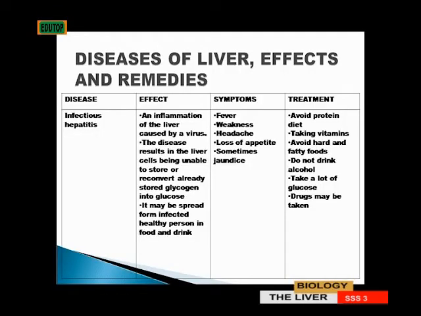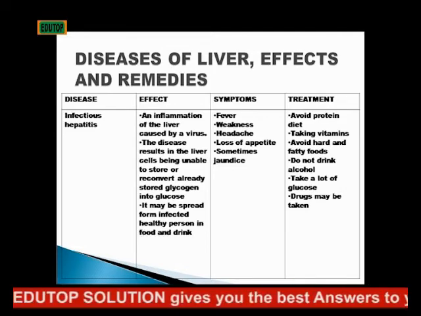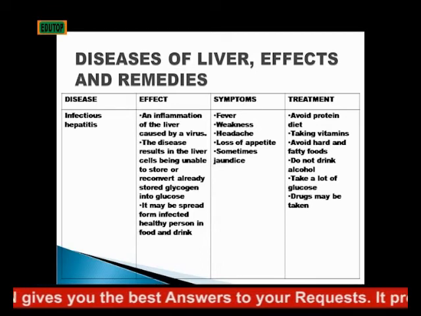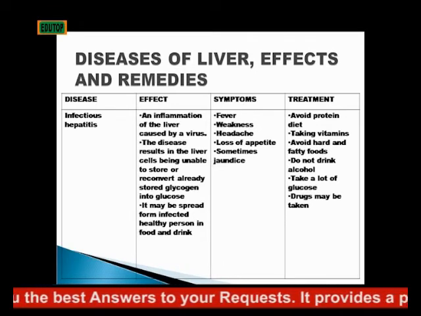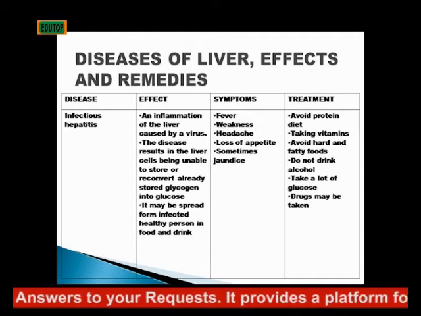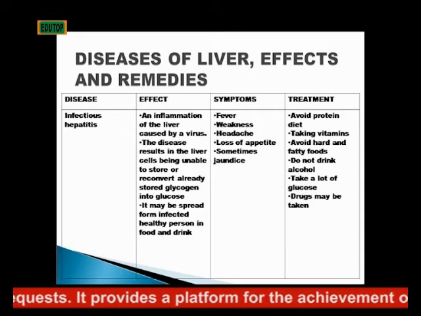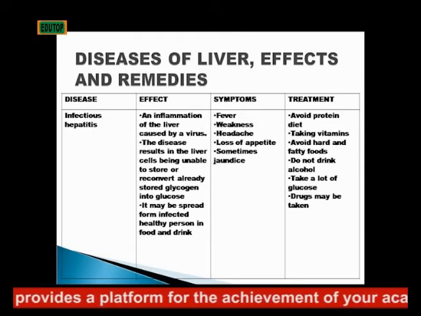Then this disease may also be spread from an infected person to a healthy person. It might be contagious in food. You can contract it from food and drink. A healthy person can contract this disease from food and drink of an infected person. Then symptoms of infectious hepatitis: we have fever. The person might have fever, might experience weakness, headache, might also experience loss of appetite, and sometimes jaundice.